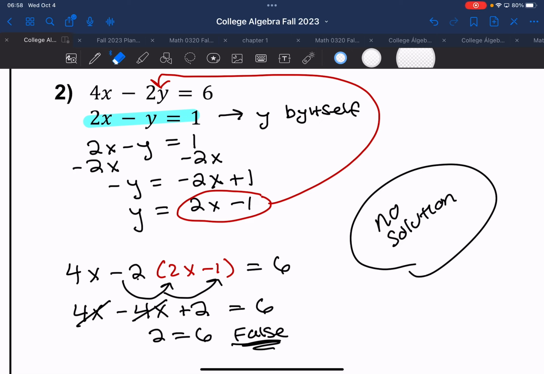So since it has no solution, this tells us what? What would our graph look like? No, not no slope. Parallel lines. Okay, so if you were to graph those two equations, you would have 2 parallel lines.